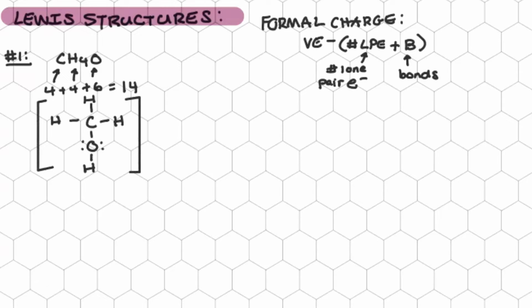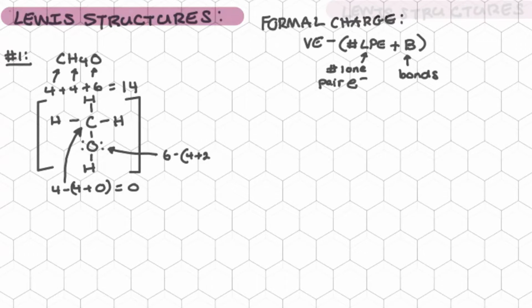Now we start counting the formal charge for each central atom. The carbon, the valence electrons is 4, minus it has 4 bonds around it, so we put 4, and how many lone pairs? 0. 4 minus 4 is 0. Now we go for the oxygen. Oxygen has 6 valence electrons, and it has 2 bonds and 4 electrons left for the lone pairs. Now, we're not going to put the number of lone pairs, we're going to put the number of electrons in the lone pairs. Each lone pair has 2 electrons. 1, 2, 3, 4. 6 minus 4 plus 2 is going to be 0.